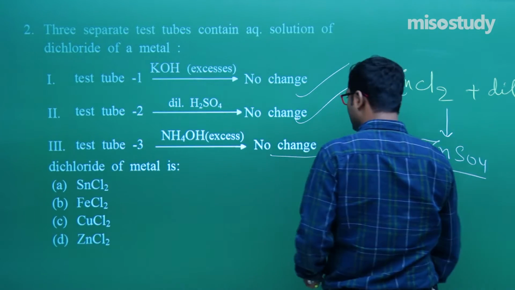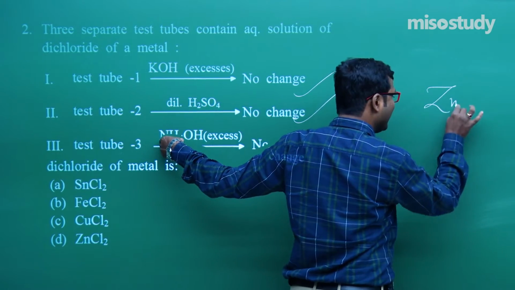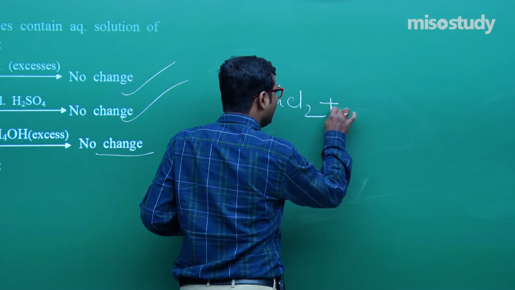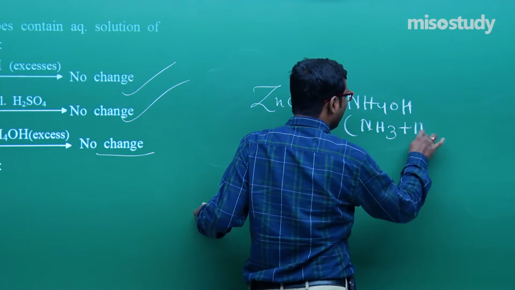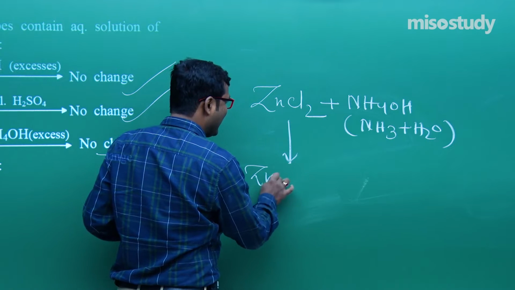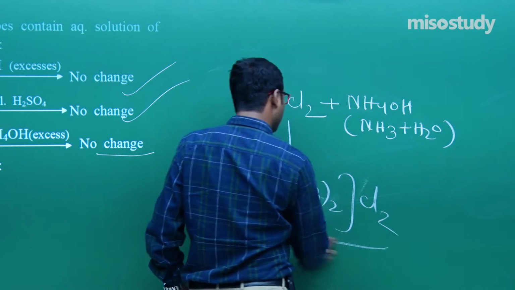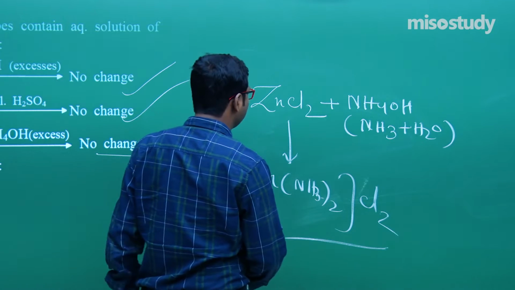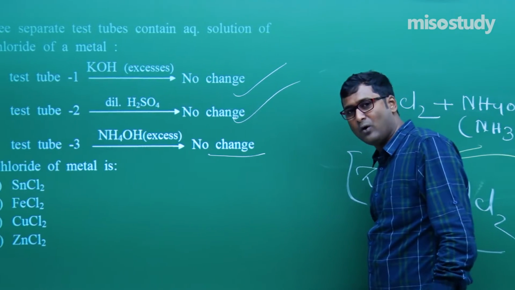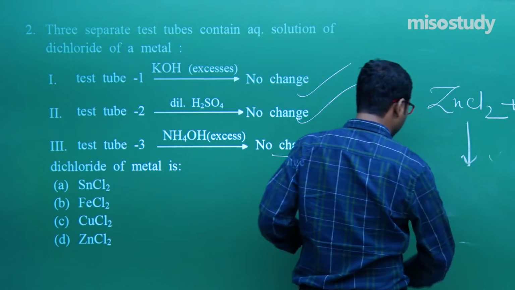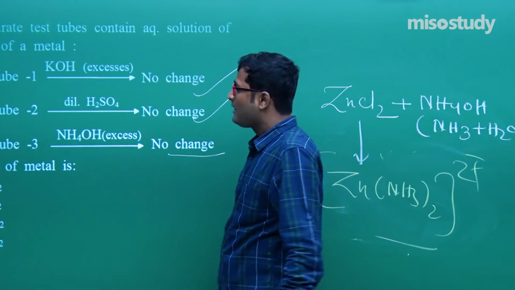Now the last one. What to do? What will happen? Check it out. Test tube 3, I am taking ZnCl2. Clear? Now treatment with NH4OH, that is NH3 plus H2O. It gives you [Zn(NH3)2]Cl2. What I'm telling? [Zn(NH3)2]Cl2. Complex formation takes place, and this is also a colorless compound. In other books it is also written like this: [Zn(NH3)2]2 plus. This is a colorless form.